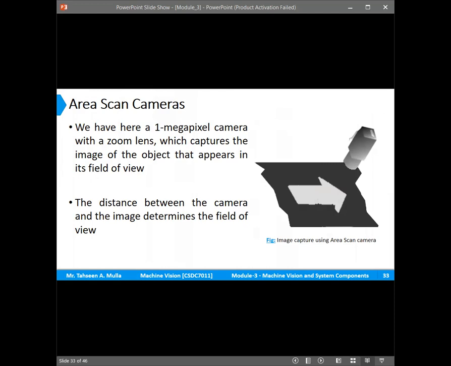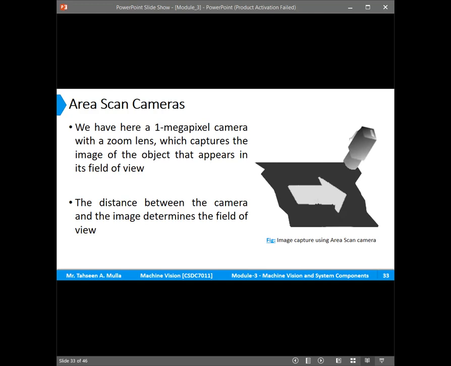As per an example, suppose we are having a 1 megapixel camera with a zoom lens which captures the image of the object that appears in its field of view. Within a glance, within its exposure, whatever the area scan camera can see will be exposed to the photovoltaic cells and the image will be captured at a time because there's a matrix, a grid of pixels.